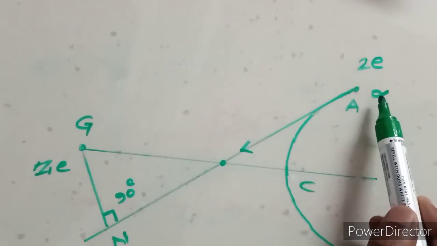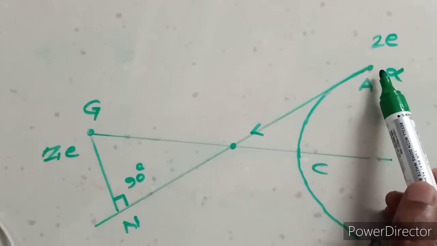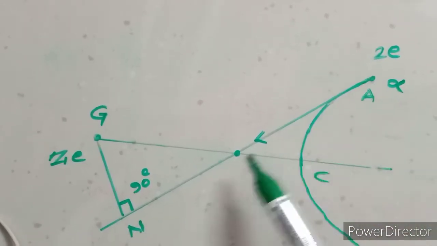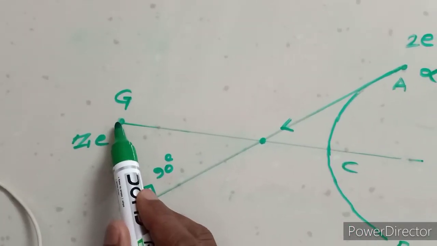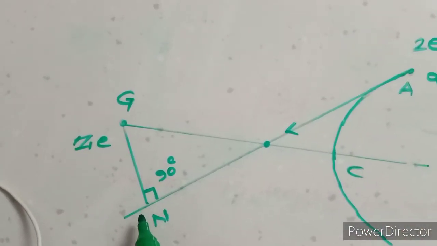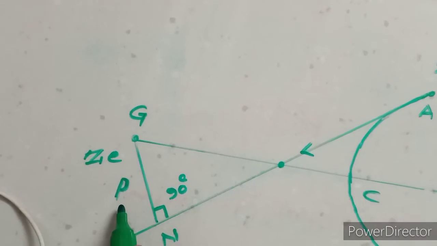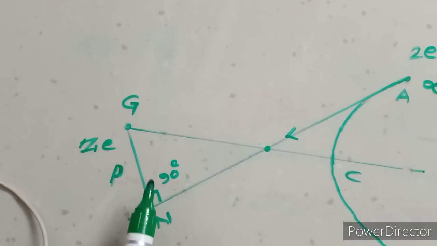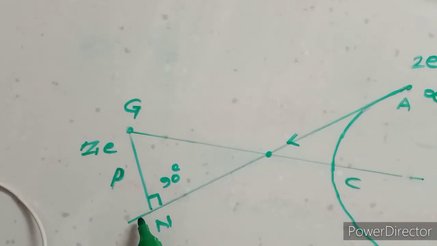First of all, this alpha particle is projected towards the gold nucleus, and this is the initial direction along the AN direction. The perpendicular distance between the gold nucleus and the initial direction of the alpha particle is called the impact parameter. This is the impact parameter. It is denoted by p.